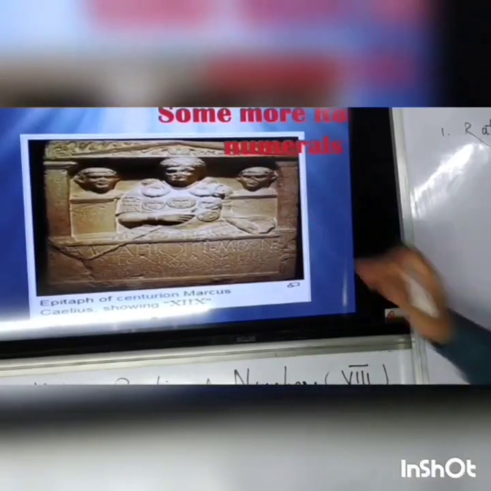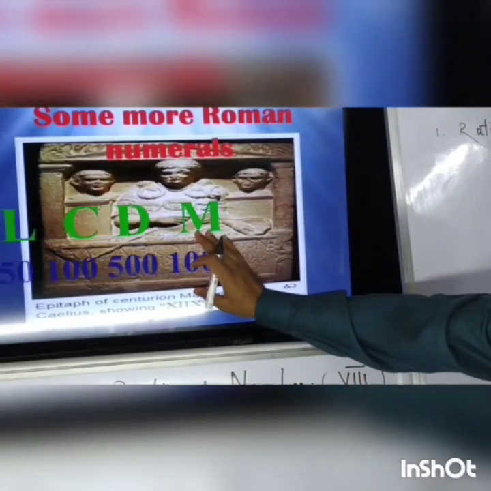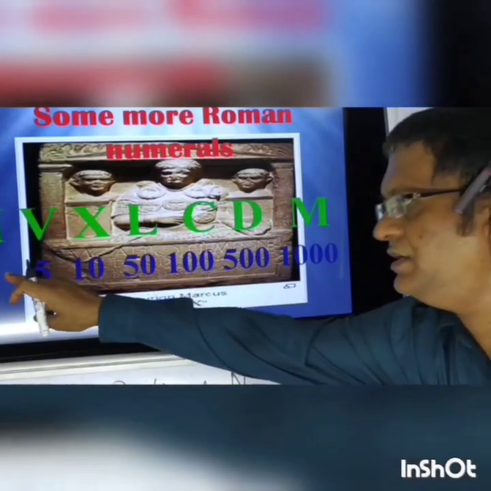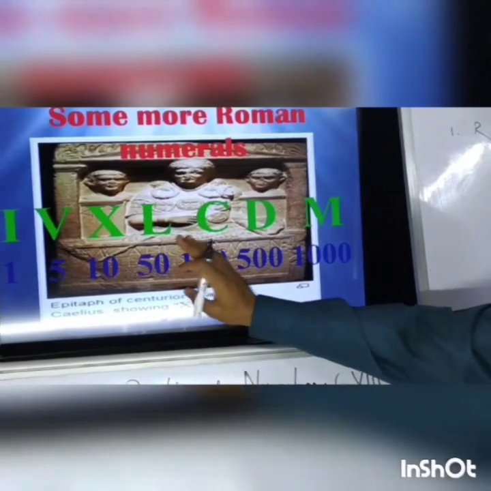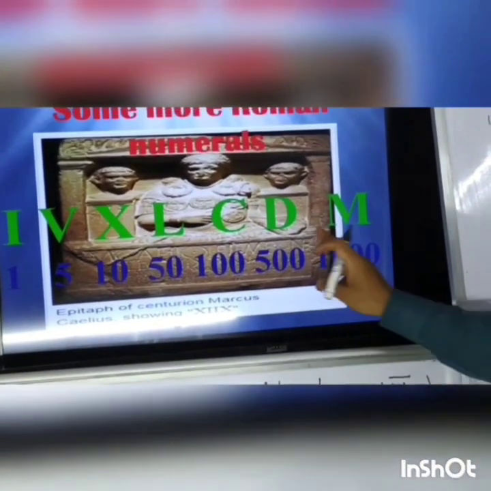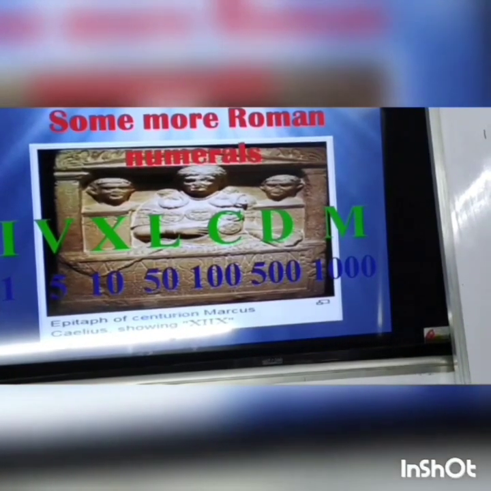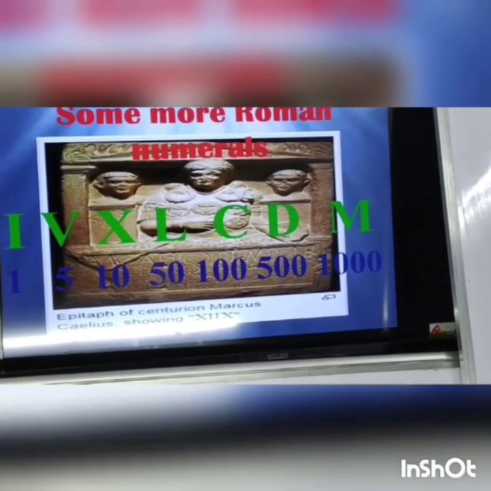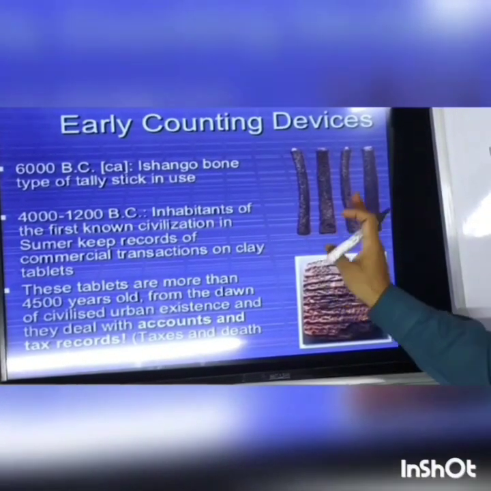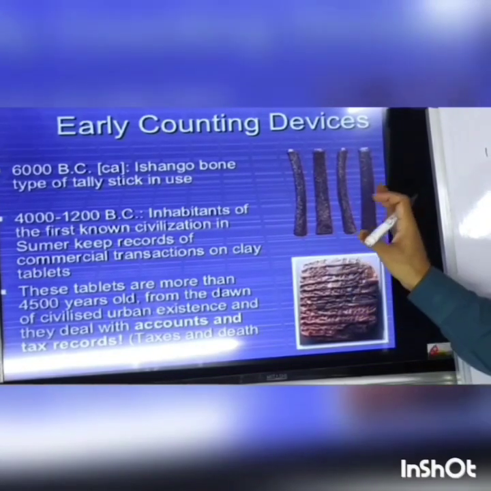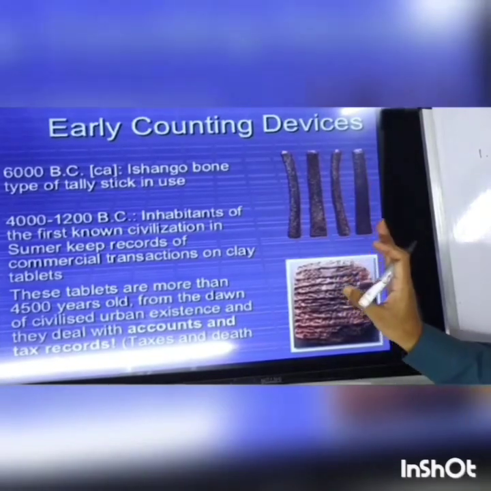Some of the Roman numerals are these. In Roman numerals, I stands for 1, V stands for 5, X stands for 10, L stands for 50, C stands for 100, D stands for 500, and M stands for 1000. In addition to Roman numerals and the tally stick, early counting devices were these types of bony structures.